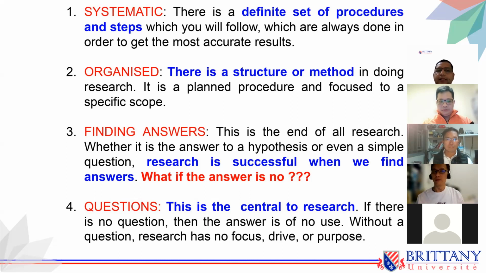Second, research needs to be organized. There is a structure or method for doing research. It is a planned procedure with focus on a specific scope. Organizing means I'll be giving a structure as well for the university requirement. You will see that you need to write five chapters. Chapter 1 is introduction. Chapter 2 is literature review. Chapter 3 is research methodology. Chapter 4 is data analysis and findings. Chapter 5 is conclusion and recommendation. So you see, it needs to be organized. You can't write the introduction, then suddenly jump into research methodology, then do data analysis, then do literature. It is not organized. So you need to write in an organized manner.